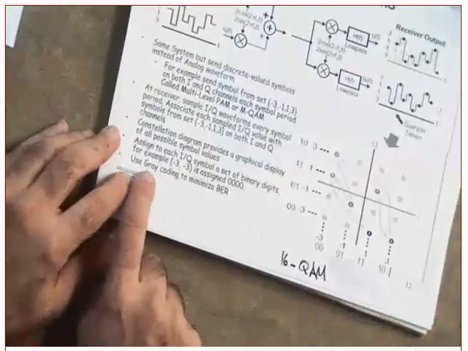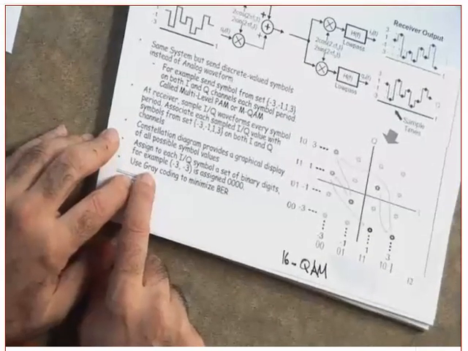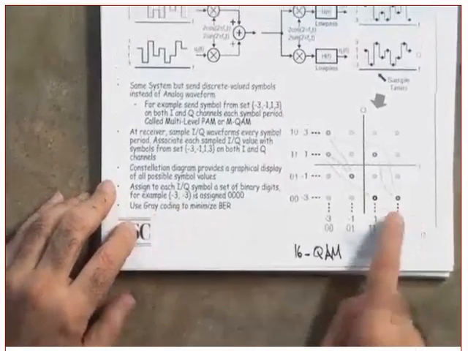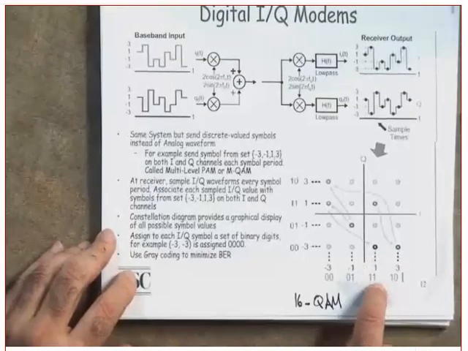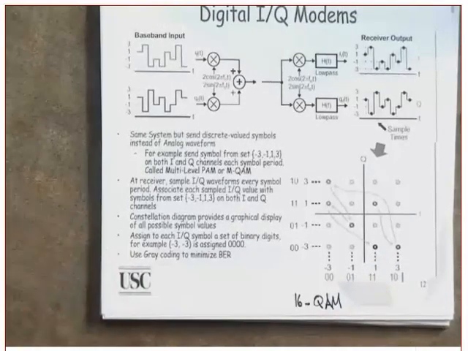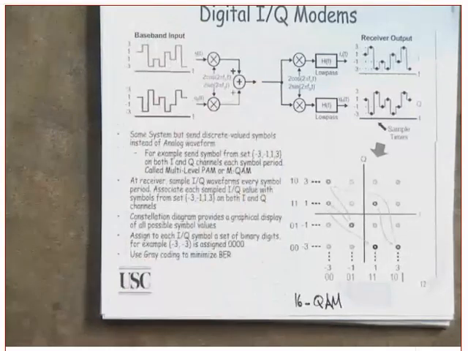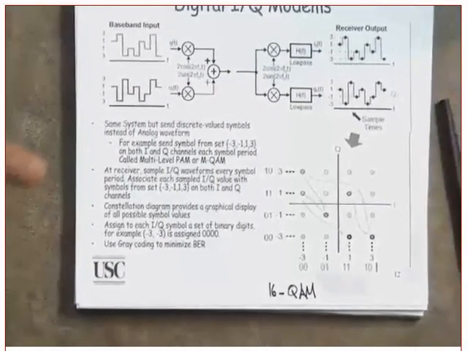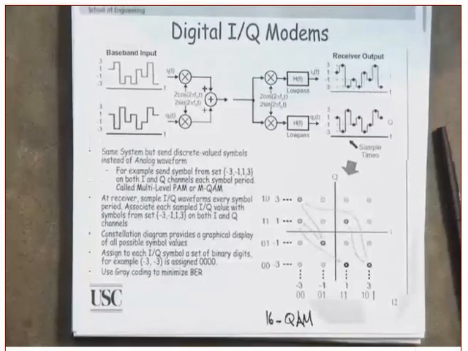I want to introduce you to the concept of Gray coding. Are you familiar with Gray coding? What does Gray coding tell you? When you encode the levels, you need to make sure that the nearest level changes by how many bits? Only one bit. Are you following or not? Going from a level to an adjacent level, only one bit is changed. Why?